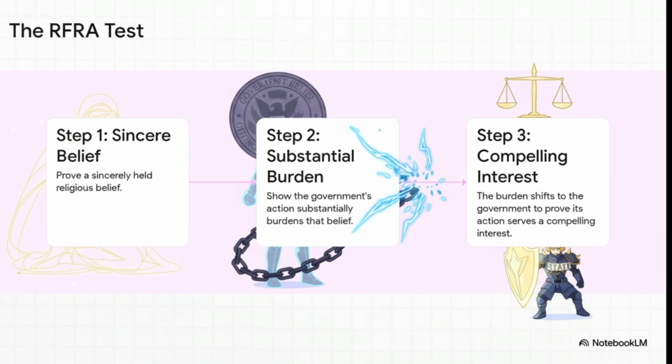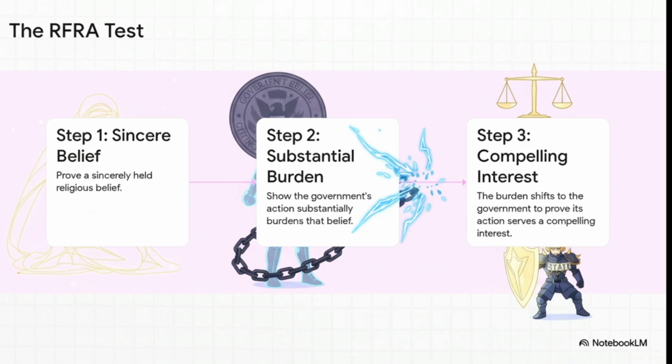You can think of it like a powerful legal shield for the individual. It's basically a three-step dance. First, you have to prove you have a sincerely held religious belief. Not that hard, really. Second, you have to show that the government's rule puts a substantial burden on that belief. Now, if you can do those two things, this is where the magic happens. The burden of proof completely flips.